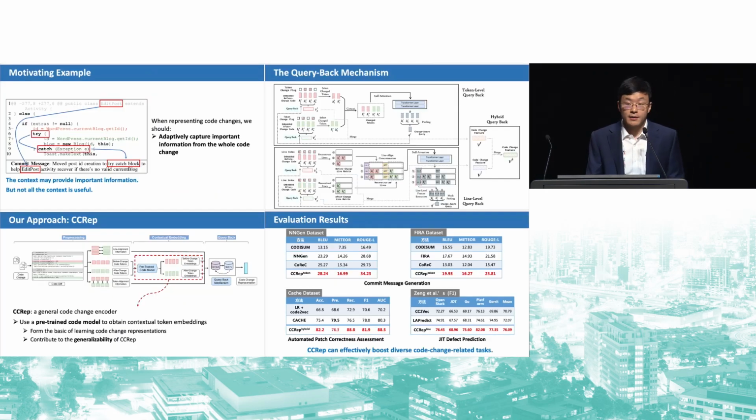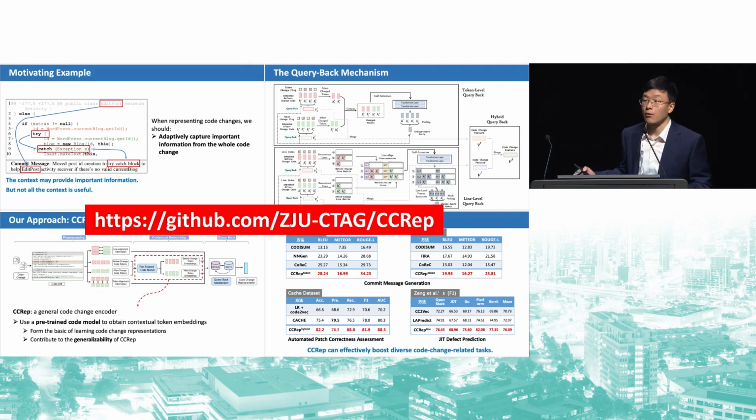So in summary, in this work, we have pointed out that when representing code changes, we should not only focus on the changed part, but also the context, and we should adaptively capture important information from the whole code change. Then we proposed a novel queryback mechanism and constructed a novel approach named CCRep to be a general code change encoder, which can be used in diverse code change tasks and can boost existing approaches. We have uploaded our replication package to GitHub, and you're welcome to check it out. So that's all. Thank you.